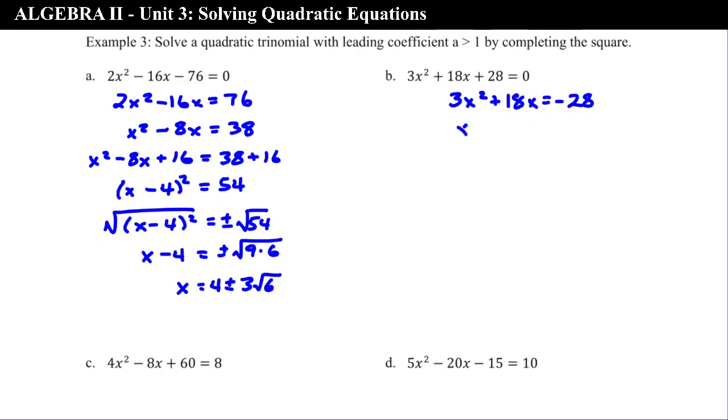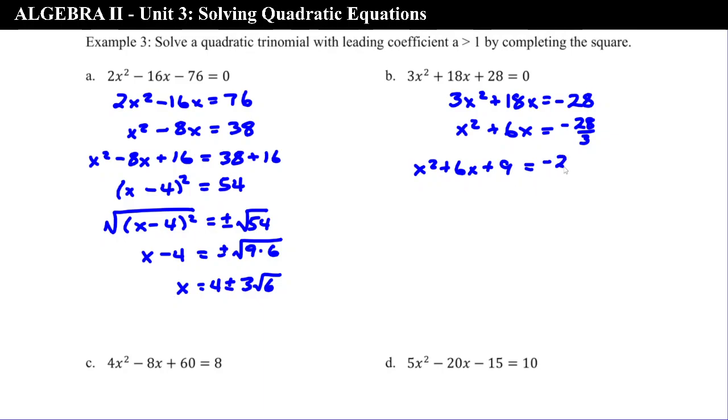So the first term would be x squared. The next term would be 6x. And oh my, we've got a fraction, but that's okay. We know how to deal with fractions. Let's go ahead and complete the square on the left-hand side. 6 divided by 2 is 3. 3 squared is 9. So we're going to be adding 9 to each side.